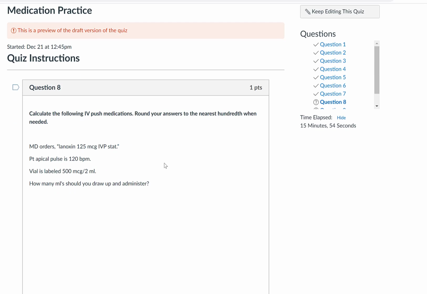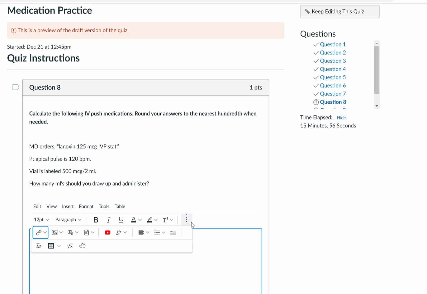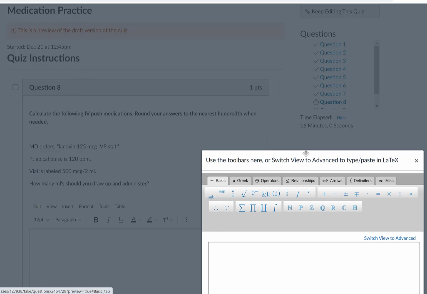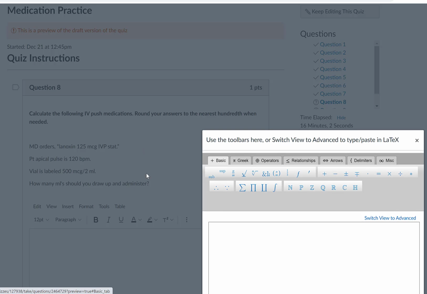So on the next question we're looking at, once again, enter your equation. Move your equation box where you can see your question still. Start out with your first fraction, and you want to know, it's an IV push medication, how many mLs do I draw up and administer? So I want to know how many mLs to draw up for this dose.